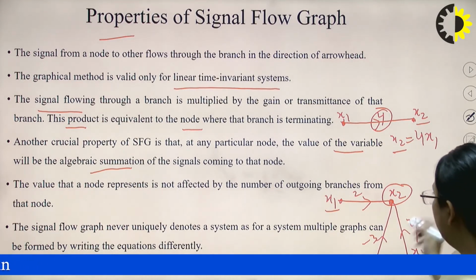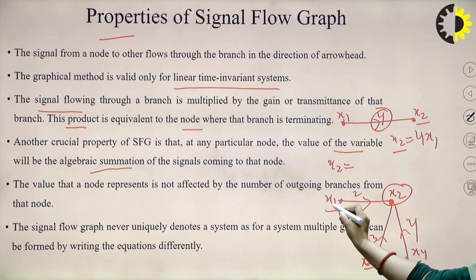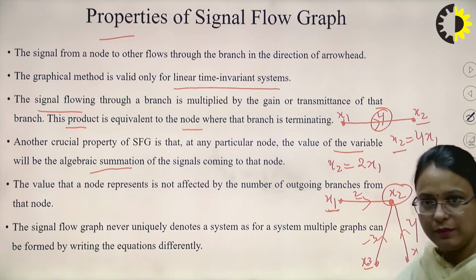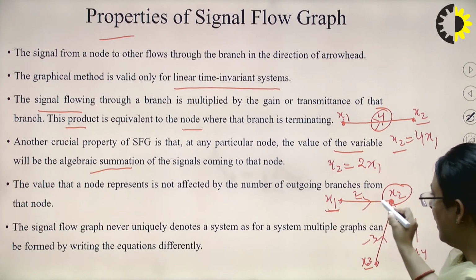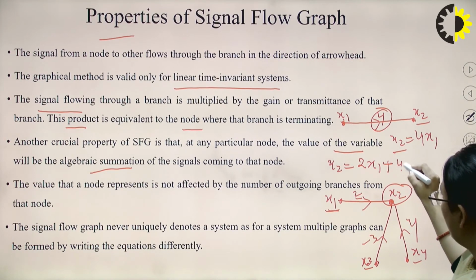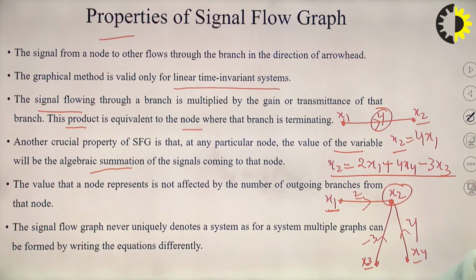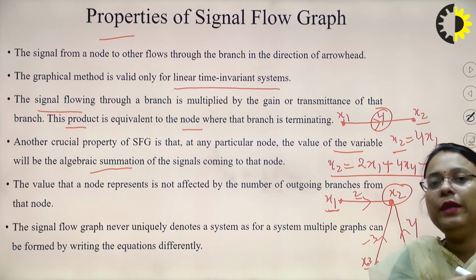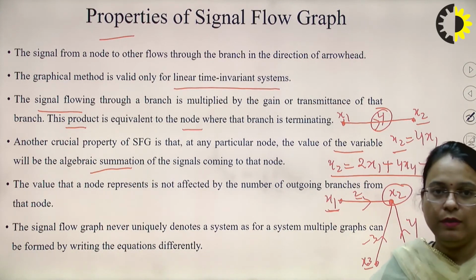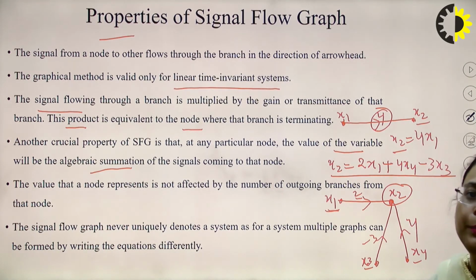So we can write x2 equals 2 times x1. In the previous property, I told you that the signal gets multiplied with the gain. Another branch enters from x4, so it will be 4 times x4, and this will be -3 times x3. So this is the relationship between x2 and x1, x3, x4. This x2 is dependent upon the variables x1, x3, x4, but these variables x1, x3 and x4 are independent of the variable x2. They do not depend upon x2.